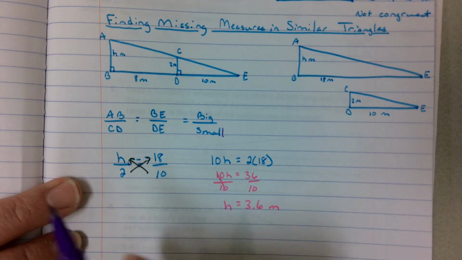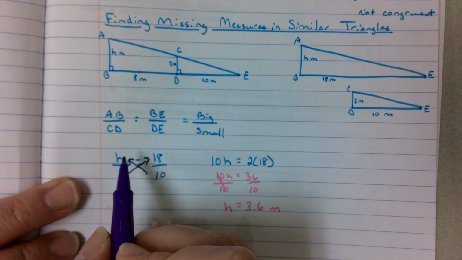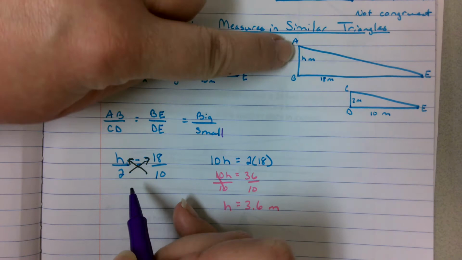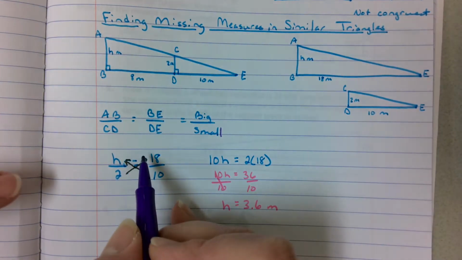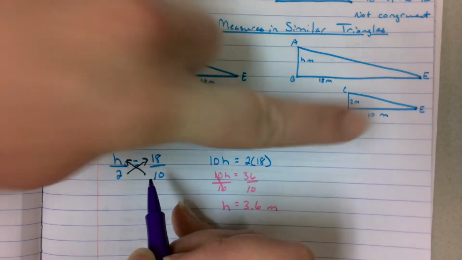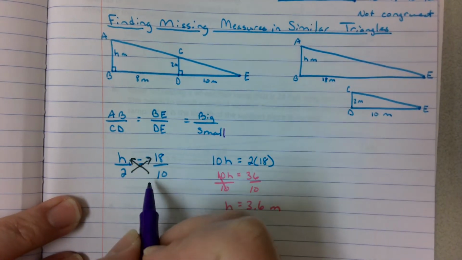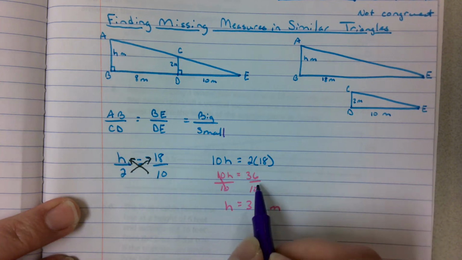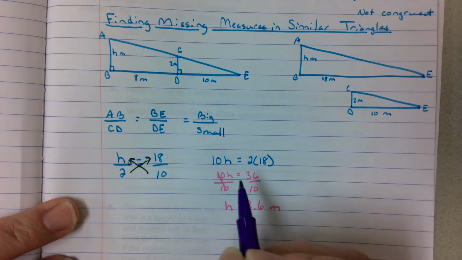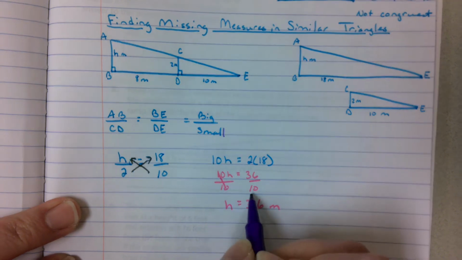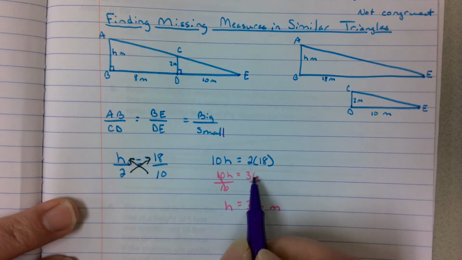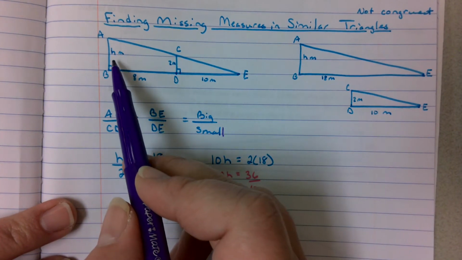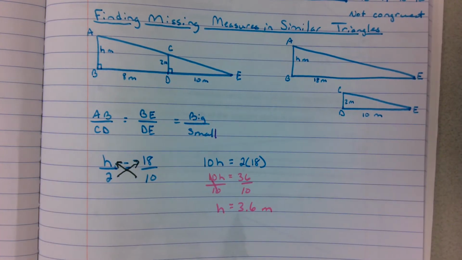All right, once I have my side lengths, I can substitute my values. So I have H over 2, big over little, is equal to 18 over 10. Then I'm just going to cross multiply, and I have 2 times 18 and 10 times H. 2 times 18 is 36, so I have 10H equals 36. Solve for H, divide by 10, bring down my H. 36 divided by 10 is 3.6. So that height of AB is 3.6 meters.